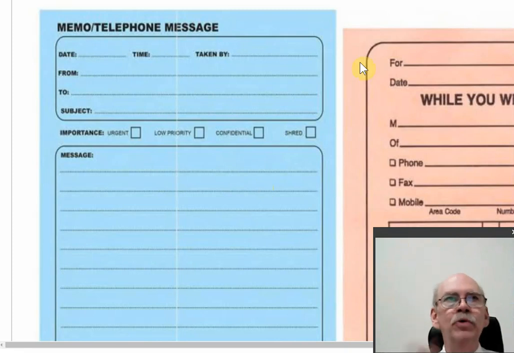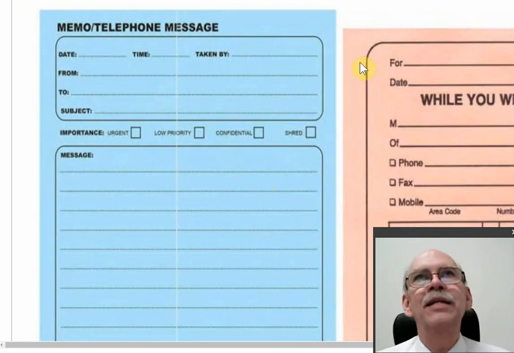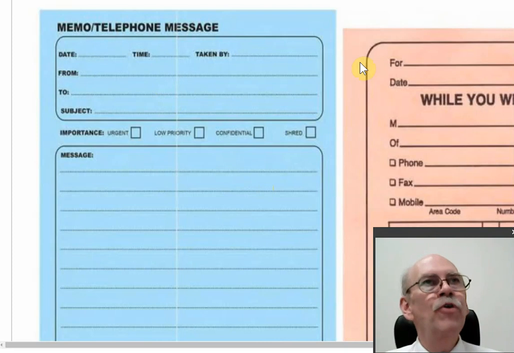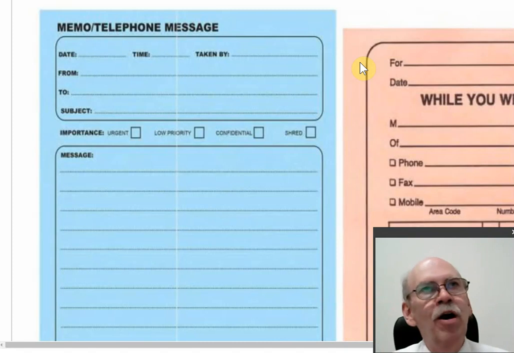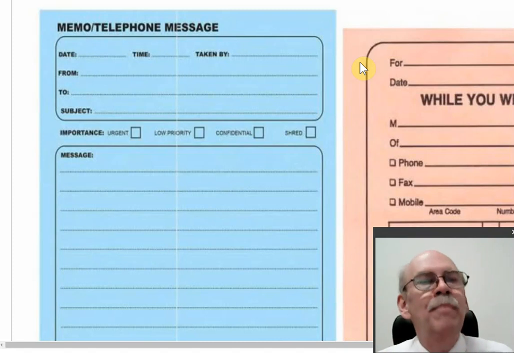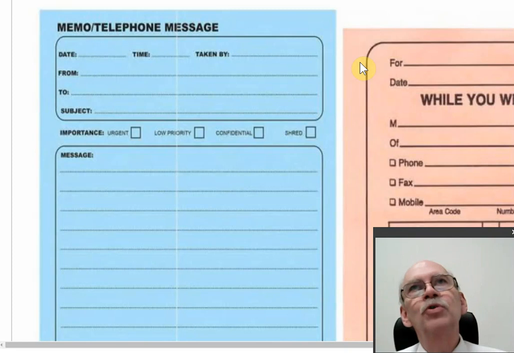And you see it says memo, telephone message, date, not your boyfriend, date, as in today's date is May 31st or May 31. Time, well, we could write 8 p.m. or we could write 20, the 24-hour clock. Taken by, who took the message? Who's writing this message? So the staff person in the office who's writing this message, they are taking a message, so taken by. From, who is the caller, or who is the person who is leaving a message?